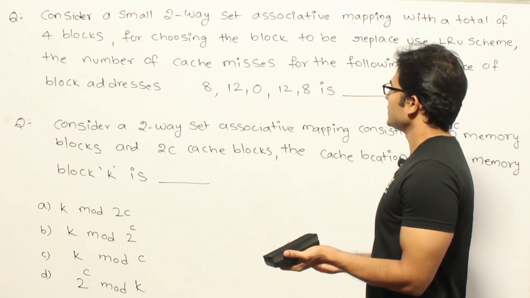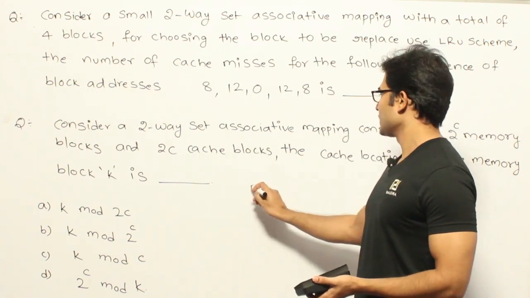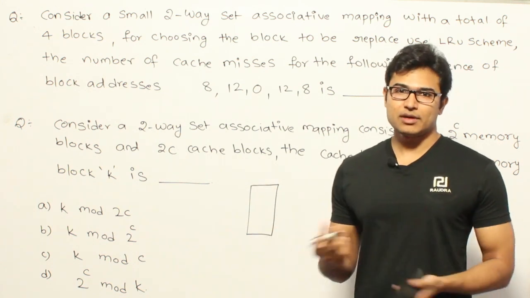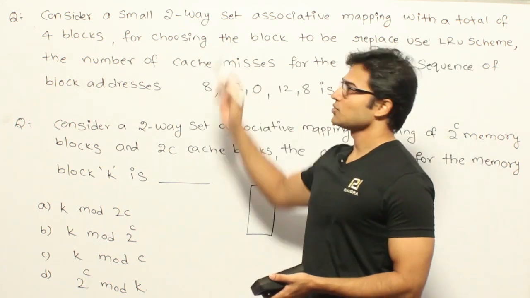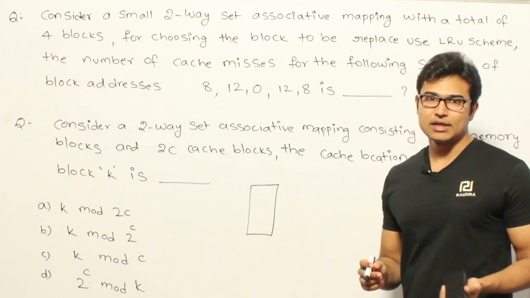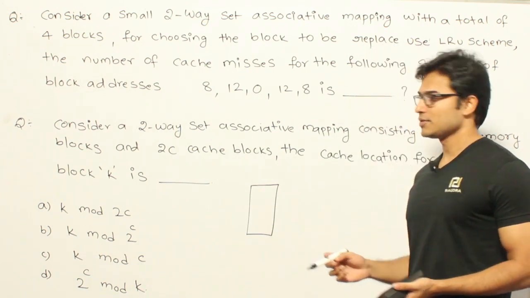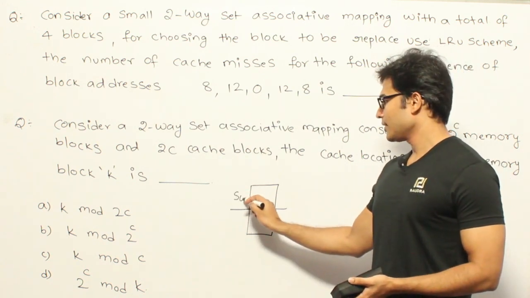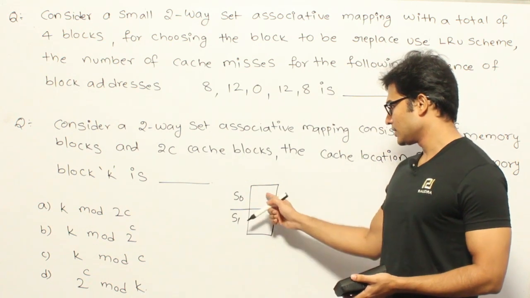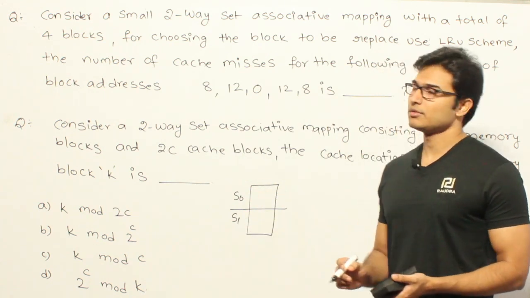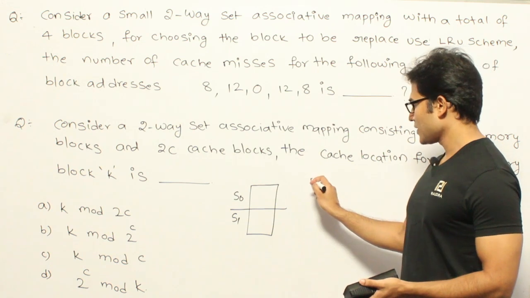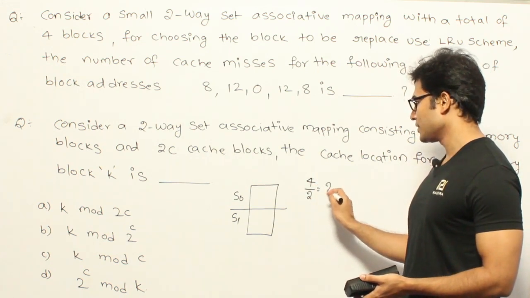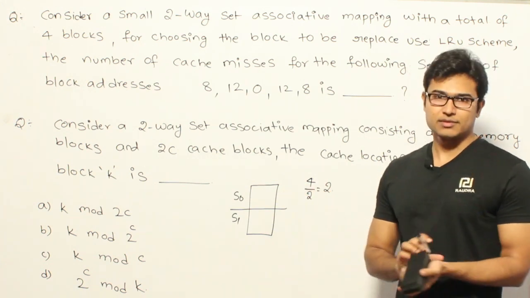Now what they are saying is that we have 4 blocks, and these 4 blocks are divided like 2 blocks in one set and 2 blocks in the other set. Two-way set associative, therefore each set is going to contain 2 blocks. So we are going to get 2 sets, set 0 and let us say set 1. Now each set is containing 2 blocks. That is the meaning of it. Got it? Why? Because cache size is 4 blocks and the set size is 2. Therefore we are going to get 2 sets, each containing 2 blocks, right?